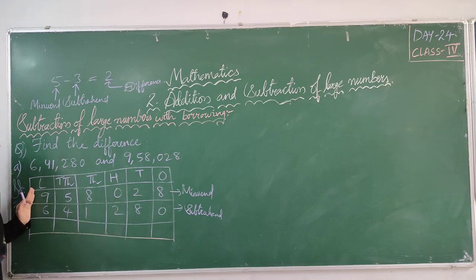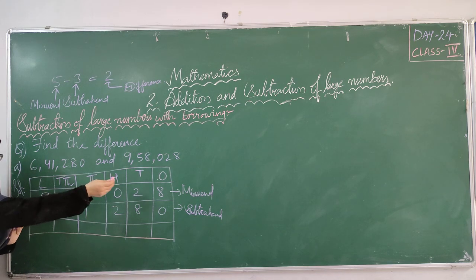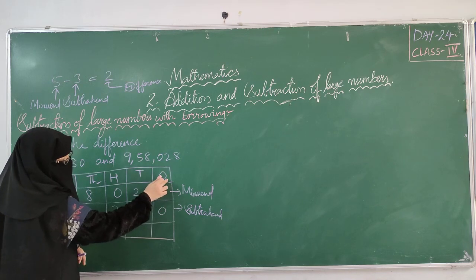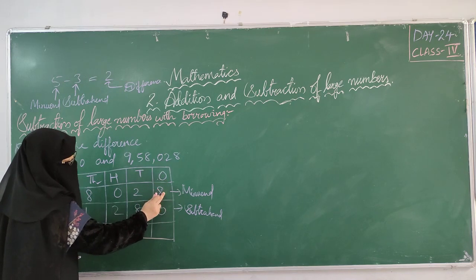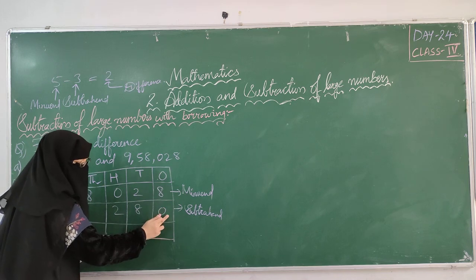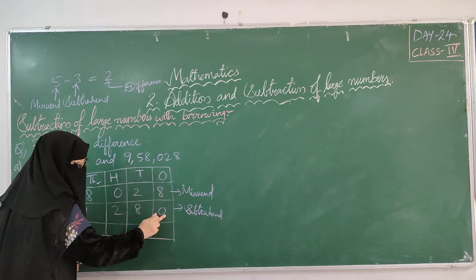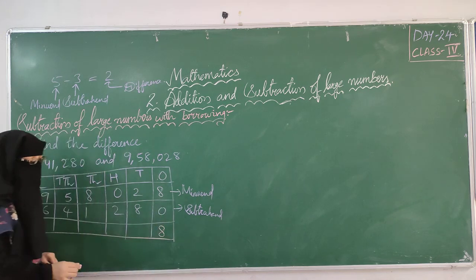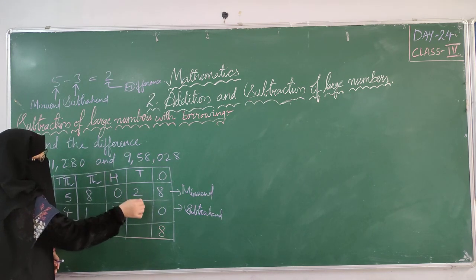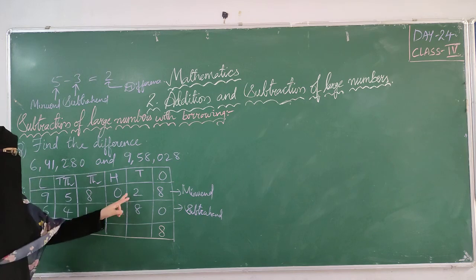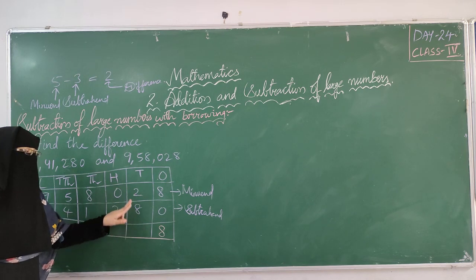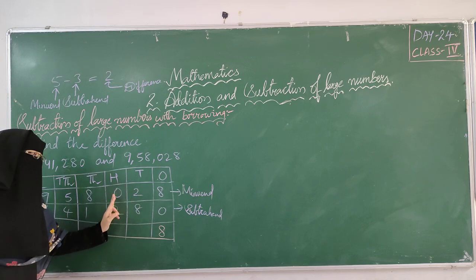We will start our subtraction from our right hand side. Let's start. From the ones position we have to start, right? In ones position what do we have? 8. From 8 we have to subtract 0. I already told you 0 does not have any value, so 8 minus 0 is 8 only. Okay. From 2, we have to subtract 8. See, 2 is a smaller number, 8 is a bigger number. So we can't subtract 8 from 2. So what do we have to do? We have to take borrow.